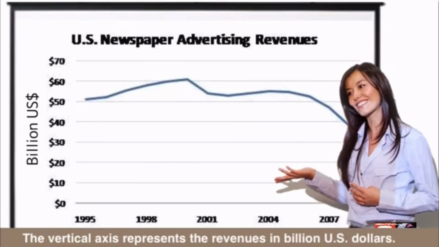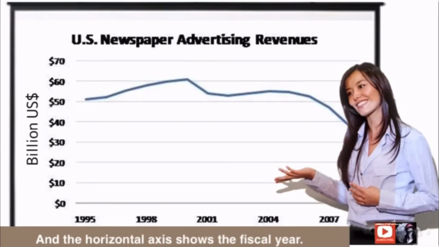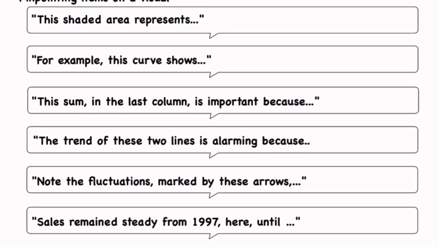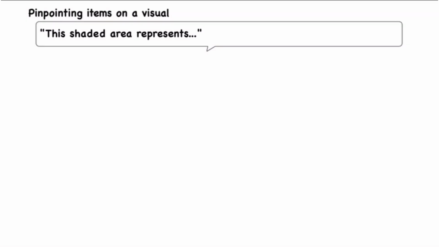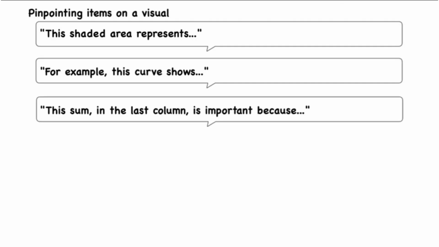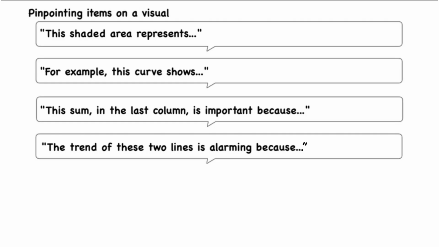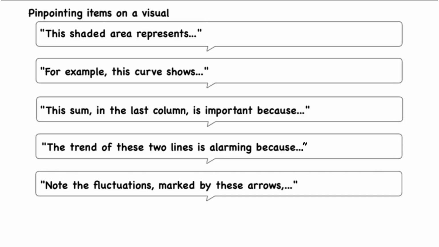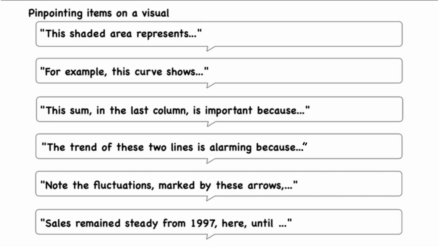Examples. The vertical axis represents the revenues in billion US dollars, and the horizontal axis shows the fiscal year. Pinpointing items on a visual. This shaded area represents. For example, this curve shows. This sum in the last column is important because the trend of these two lines is alarming, because note the fluctuations marked by these arrows. Sales remained steady from 1997 here until.